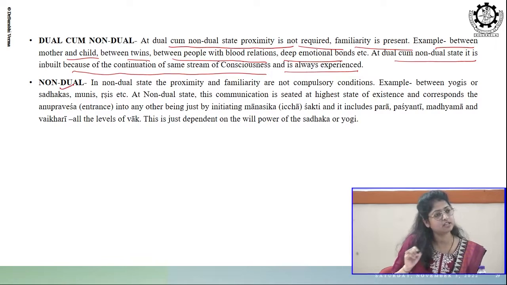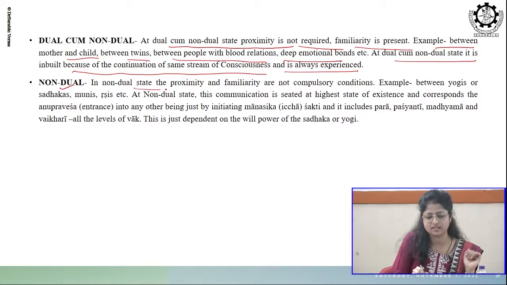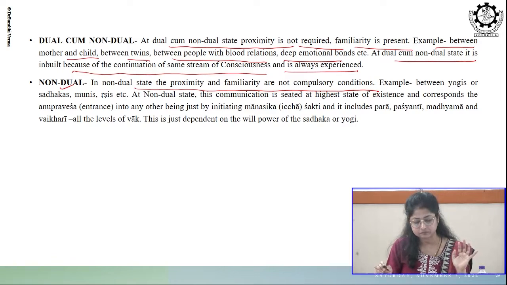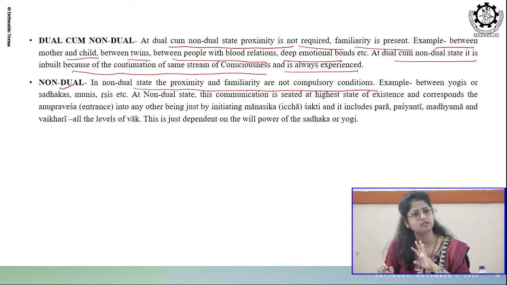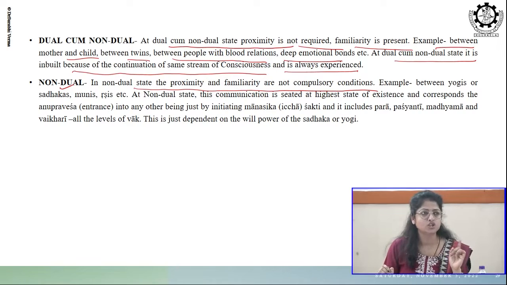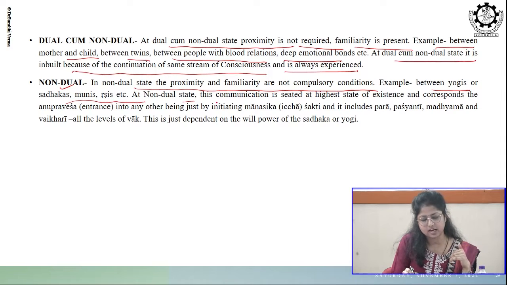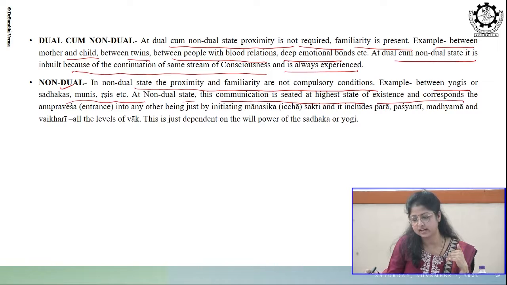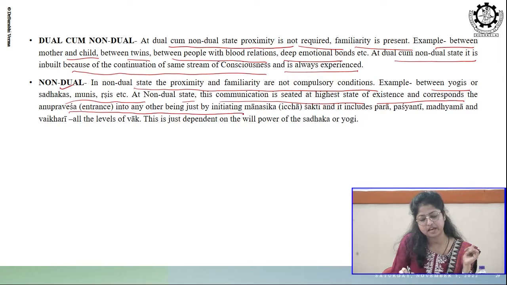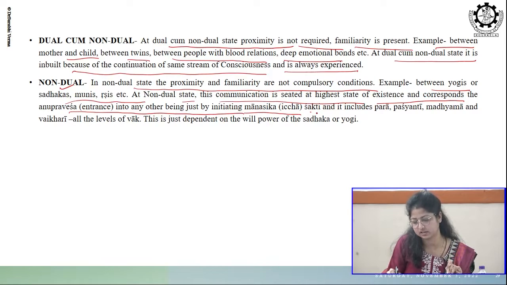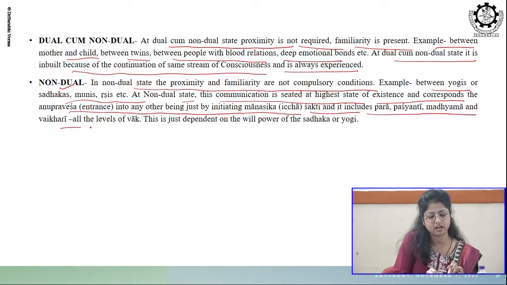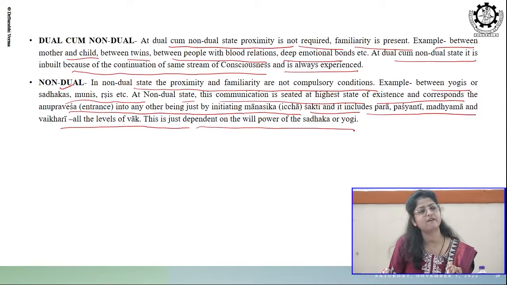Then the last one is the topmost state, the non-dual state. In the non-dual state, proximity and familiarity are not compulsory conditions. That means ना तो कभी परिचित होने की ज़रूरत है, just like we have never seen Kashyap Rishi, Vashishtha Rishi, or Parashar Rishi, but still they are in existence right now also. So what happens at this stage between yogis, sadhakas, munis or rishis is that the communication is seated at the highest level of existence and corresponds to the anupravesh into any other being just by initiating manasik shakti, that is ichha shakti, and includes para, pashyanti, madhyama, vaikhari, all the levels of vak. This is just dependent on the willpower of a sadhak or yogi.